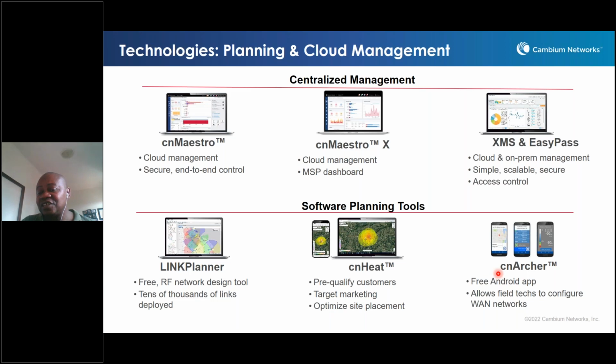Bottom right is CN Archer, which is an app running either on Android or iOS, and it helps you configure your CPE, okay? So gone are the days where you require 2 people, 1 person moving the CPE, the other person on the laptop checking the RSSI, signal to noise ratio. So all that now can be done by 1 person. They just look at the app and immediately they're done. They can upload those results back to the office, okay? So those are the planning and management tools that we have in the stable, okay?